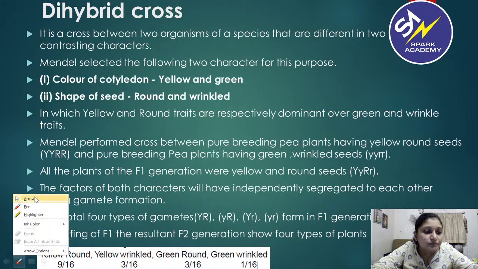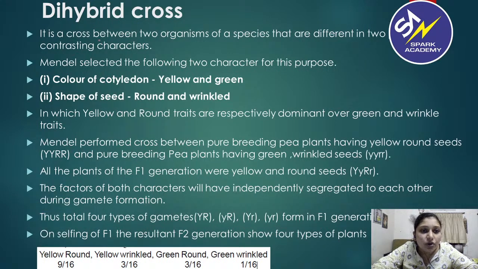Dihybrid cross. It is a cross between two organisms or species that are different in two contrasting characteristics. Mendel selected the following two characters for this purpose. The first is the color of the cotyledons, that is, the two portions of the pea seed, which is either yellow or green. The other character he selected is the shape of the seed, that is, round or wrinkled.